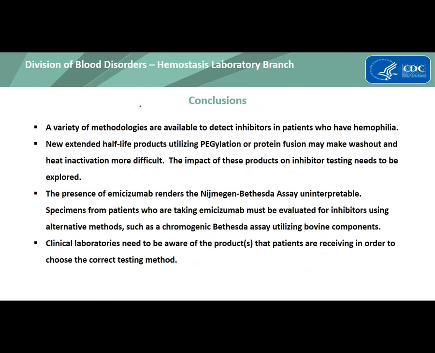We know that new extended half-life products utilizing pegylation or protein fusions may make washout and heat inactivation more difficult, and for that reason, the impact of these products on inhibitor testing needs to be explored. And as I mentioned, we are currently investigating these questions in our laboratory. Also, the presence of emicizumab renders the Nijmegen-Bethesda assay uninterpretable, and specimens from patients who are taking emicizumab must therefore be evaluated for inhibitors using alternative methods, such as a chromogenic Bethesda assay utilizing bovine components.